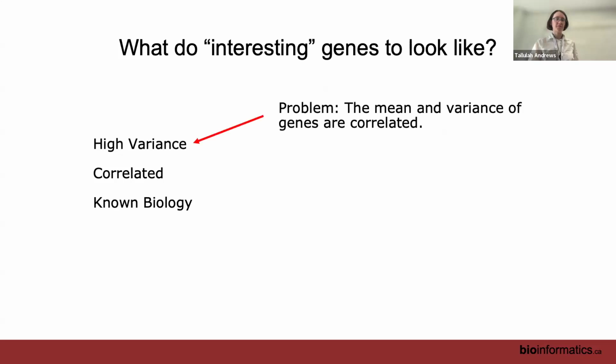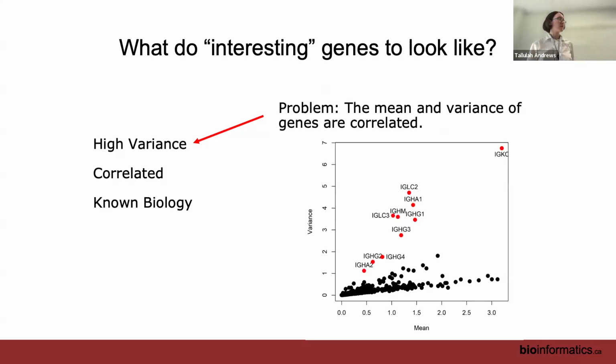So if we just look at the high variance genes, we have a problem in that in our single cell RNA-seq data, the mean expression of a gene and the variance of that gene are related to each other. So here's the plot of a bunch of genes in these cells, where we have the mean expression on the x-axis, the variance on the y-axis, and you can see some of the cell type defining genes here colored in red. So these are the genes we want to pull out.